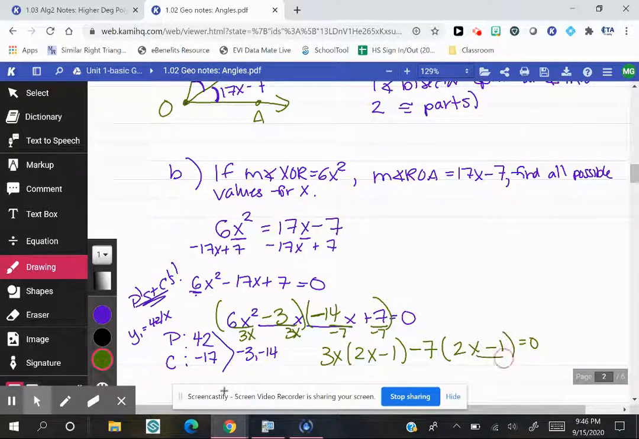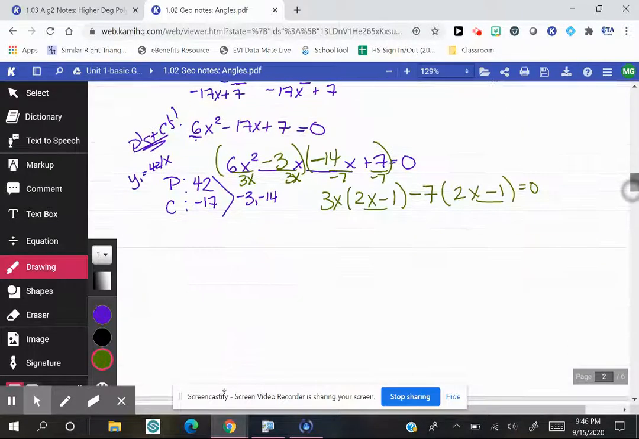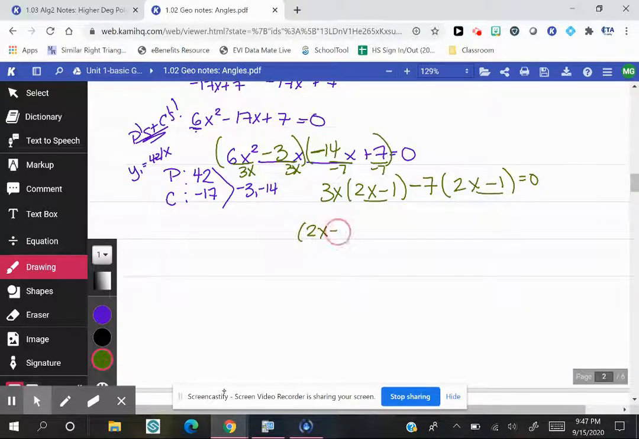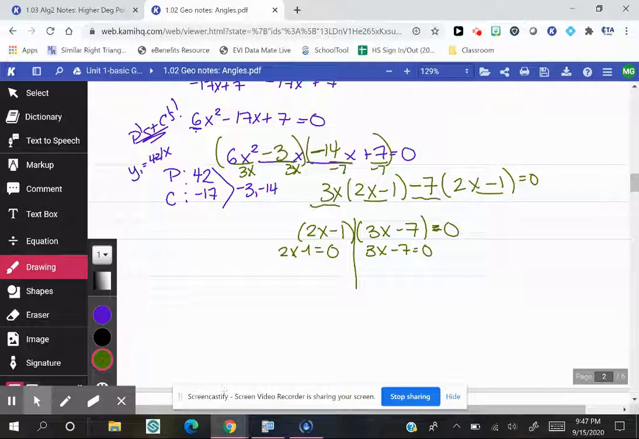Good news, our sets in the parentheses are exactly the same, so I factor that out, and it's 2x minus 1 times the quantity of our leftovers, which is 3x minus 7. Since this is equal to 0, I want to solve, so I'm going to draw my line, set each factor equal to 0. Extremely important that you actually write that step that I just did, that I set each factor equal to 0, and then solve. So we'd get 3x equals 7, divide by 3, x is 7/3. Here I'm going to add over the 1, divide by 2, and I get 1/2.